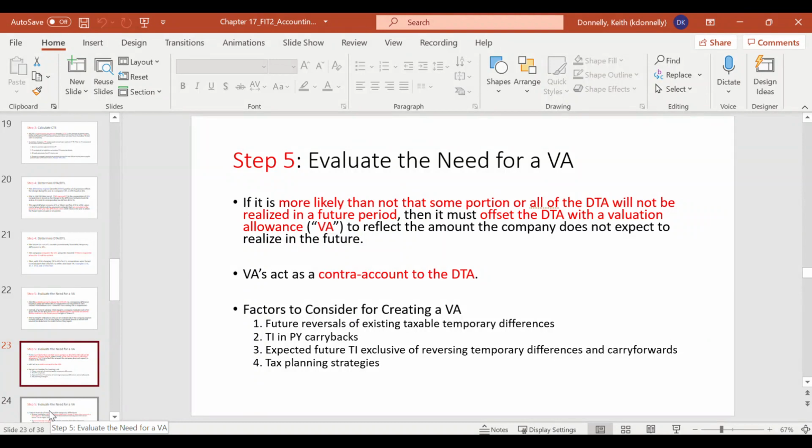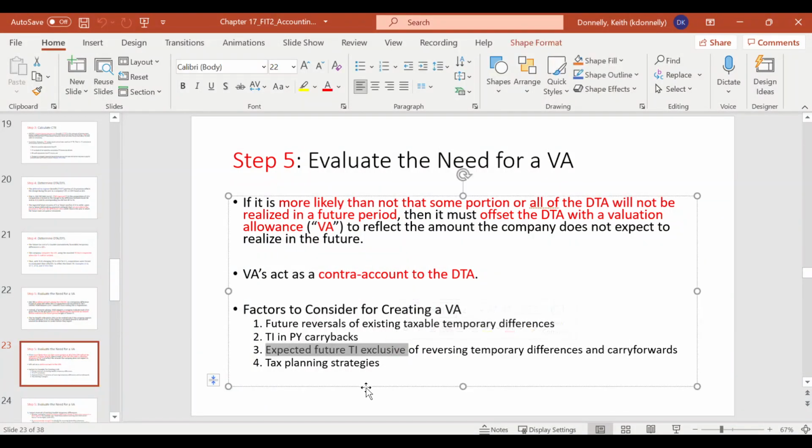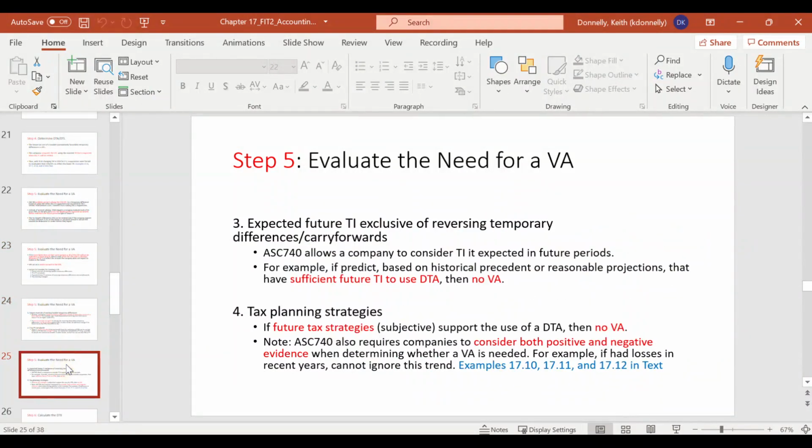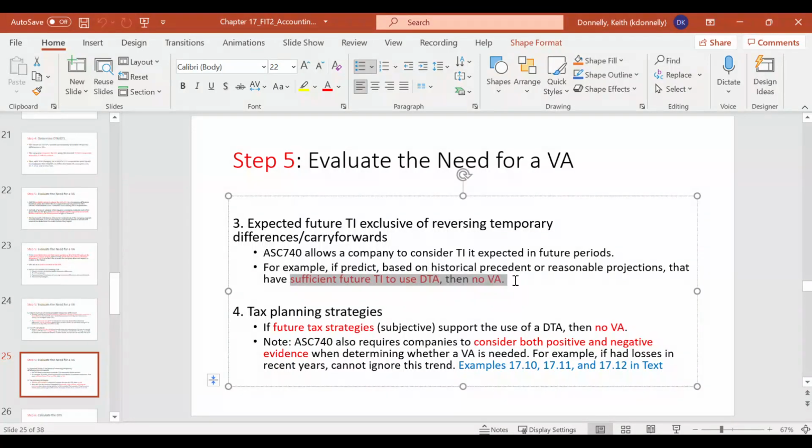Now, things we look at here in the future to determine whether we have and are going to have appropriate income to utilize our deferred tax asset include things like future reversals of existing taxable temporary differences, taxable income in prior year carrybacks, and the expected future taxable income exclusive of reversing temporary differences. So this is one of the bigger ones right here. And then our tax planning strategies. So this is just looking at those items. The big one here is, in the future, are we going to have taxable income to use this deferred tax asset?